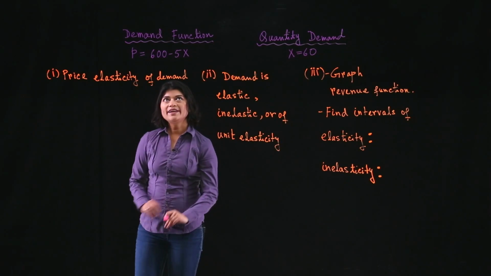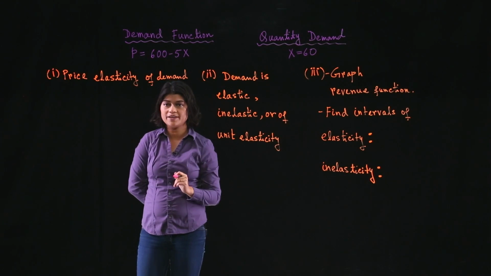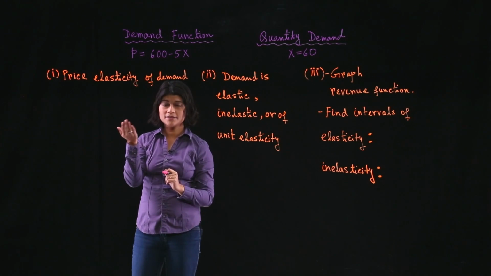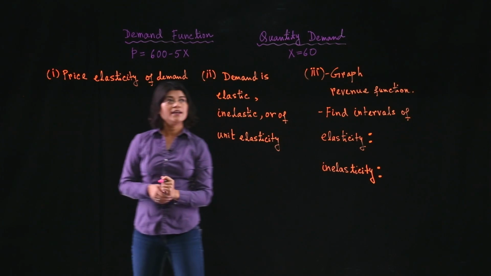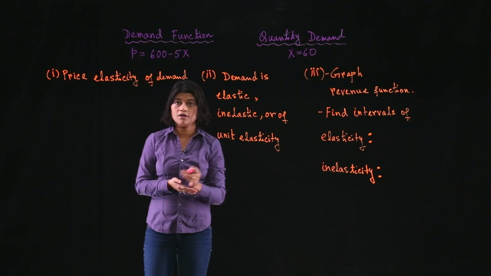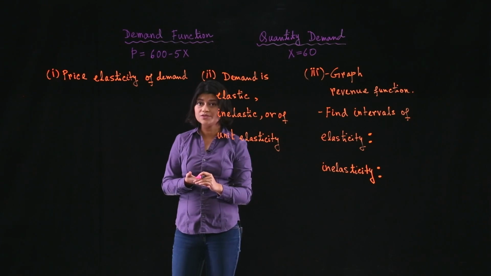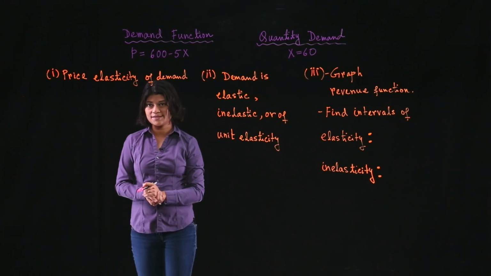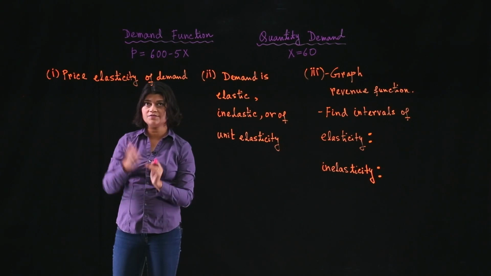In this problem, we have a demand function. It's given by P equals 600 minus 5x. We have to compute the price elasticity of demand at x equals 60. That's the quantity demanded. And then we have to figure out if the demand is elastic, inelastic, or of unit elasticity. And finally, we have to graph the revenue function using a graphing utility and then find the intervals of elasticity and inelasticity. Okay, so let's start with computing the price elasticity of demand.